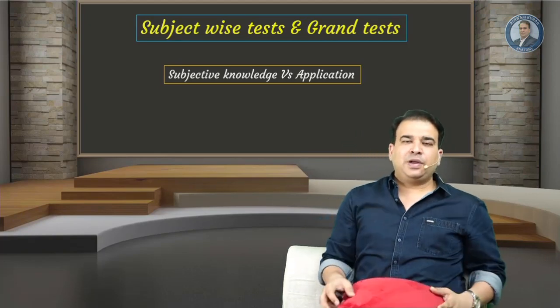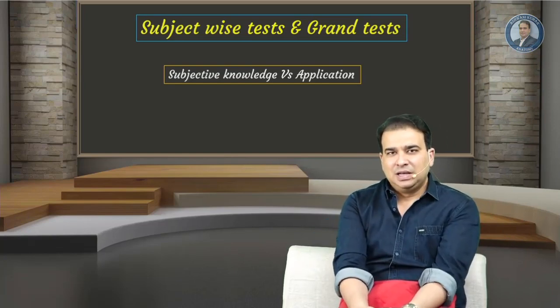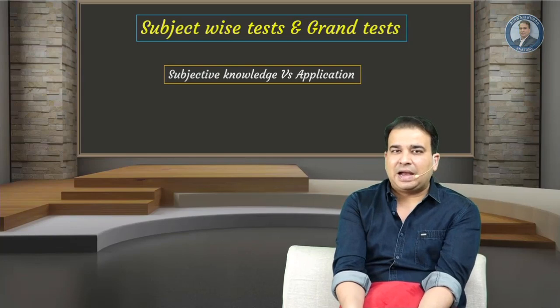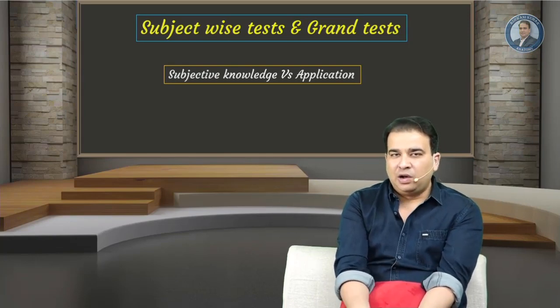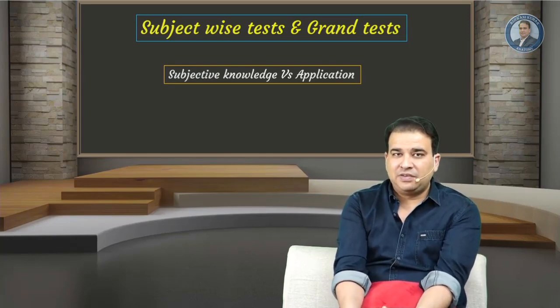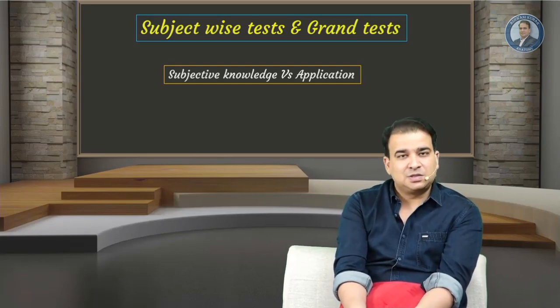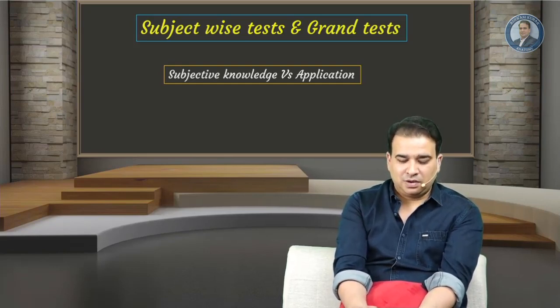Now, one apprehension which I have seen in most of the students is that when they're done with only 2 or 3 subjects, they don't want to give the grand test. They think grand test should be given after completing all 19 subjects, or at least 70 to 80% of the subjects should be done. Then only we'll give the grand test. Well, I believe that's the biggest mistake that anyone can make.